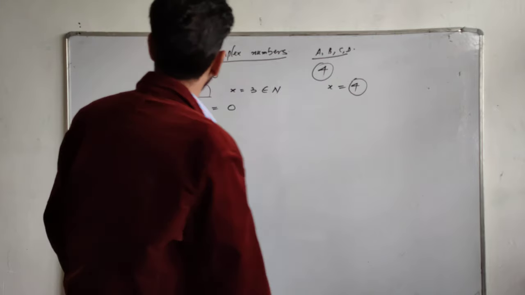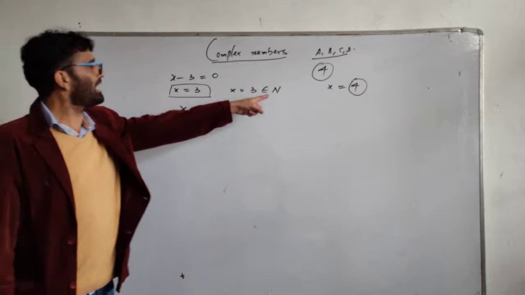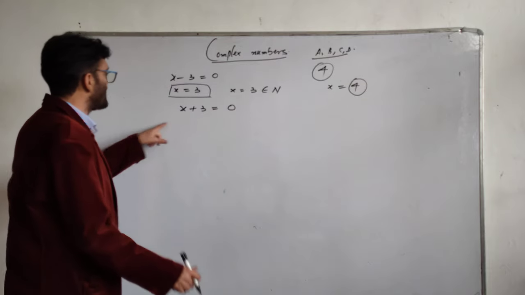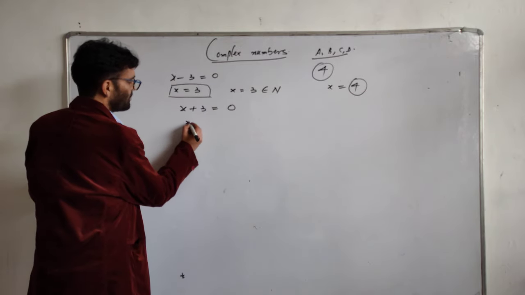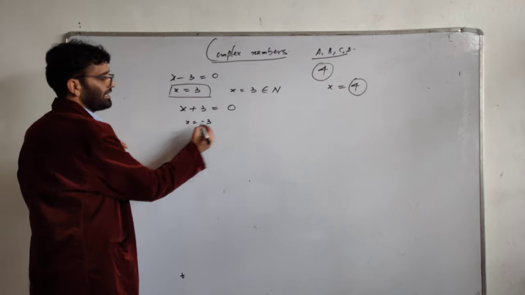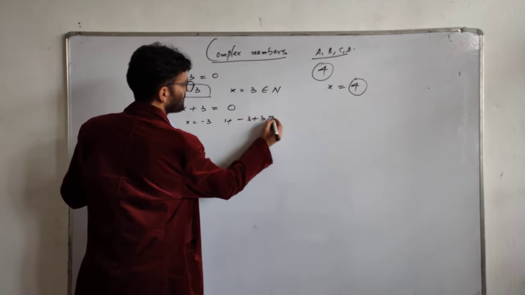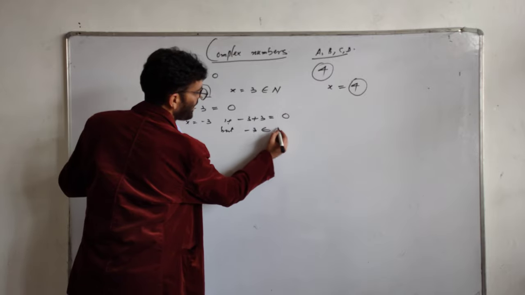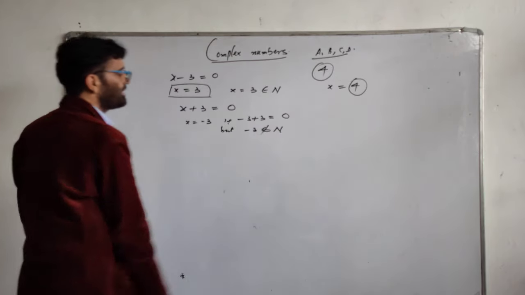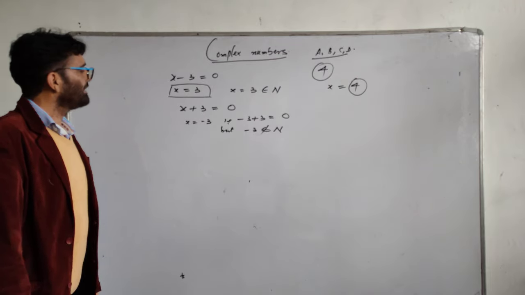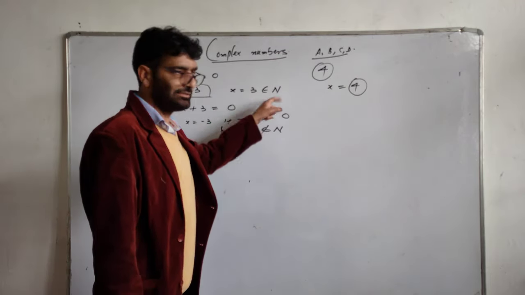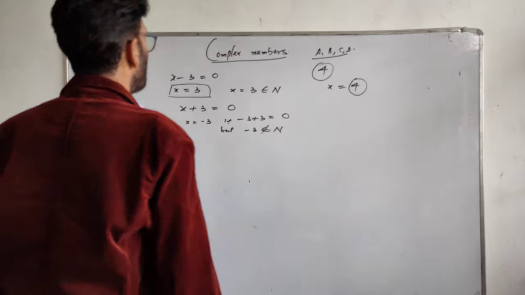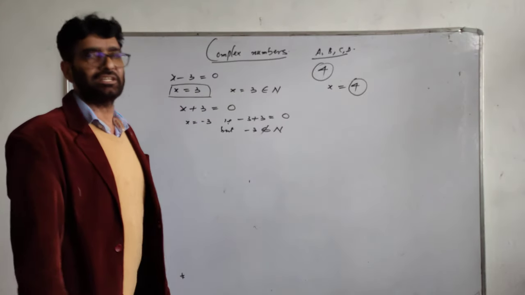Now, there isn't any number from the set of natural numbers which can satisfy this equation. The only value which can satisfy it is x is equal to minus 3, that is, minus 3 plus 3 is equal to 0. But this minus 3 doesn't belong to N. What does it mean? That is, our solution is not available over here. So, this set of natural numbers was extended to a new set known as the set of integers.